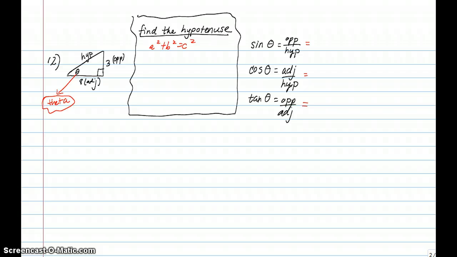That's what it means. And you've got the opposite, the side opposite theta is 3, so that's your opposite side. The side next to it, or your adjacent side, is 8. You don't know your hypotenuse.